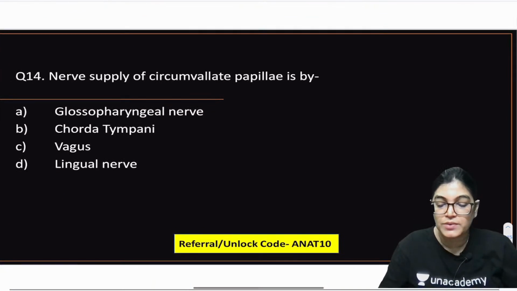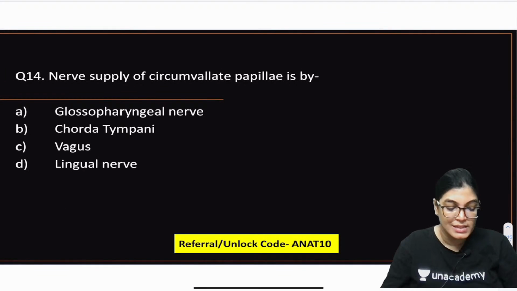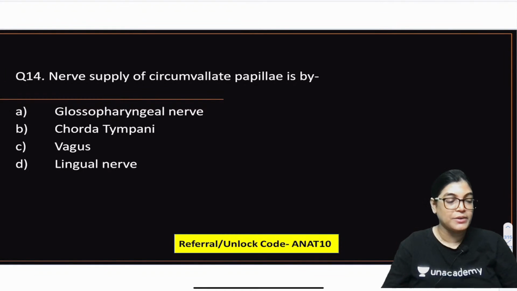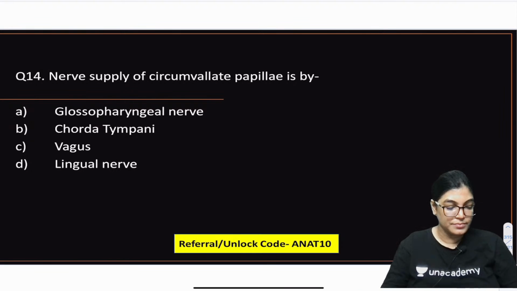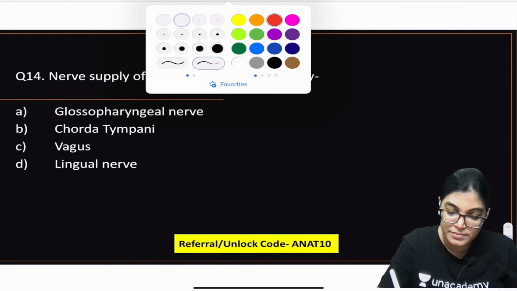Now, the nerve supply of the circumvallate papilla. Next question is the nerve supply of the circumvallate papilla. Whether it is the glossopharyngeal nerve, chorda tympani nerve, vagus nerve, or lingual nerve. According to you, which is the correct answer? Glossopharyngeal, chorda tympani, vagus, or lingual. Which is the correct one?